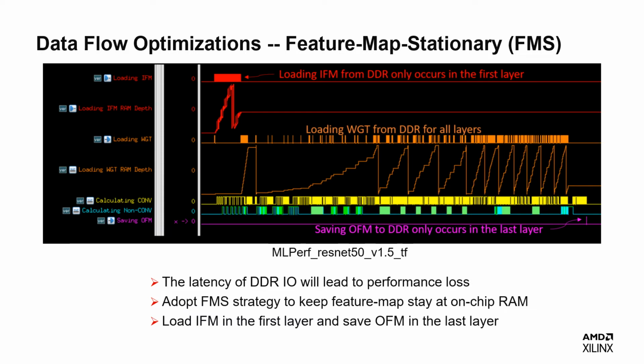is shortened. Certainly, not all styles of feature maps can achieve FMS. The most basic requirement is there is enough RAM space left for the remaining layers to store the intermediate results. The rich UltraRAM resources on Versal chip make it achievable. This figure illustrates an example of FMS on ResNet50. Except for loading AFM in the first layer and saving OFM in the last layer, there are no more DDR I/O access for the feature map.